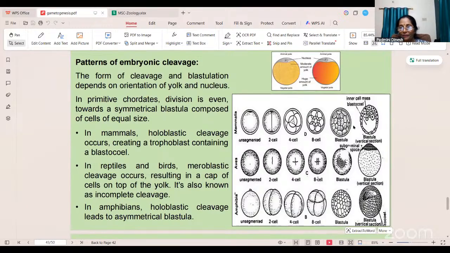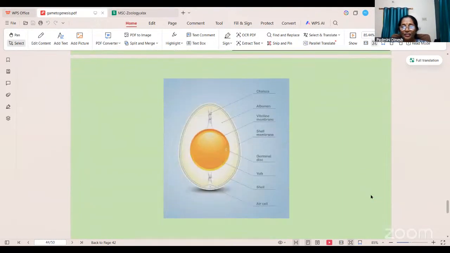That is a pattern of the holoblastic cleavage with a blastocele. The reptiles have a meroblastic cleavage with a caplet structure. Amphibians are also holoblastic, but an asymmetrical blastula is found in this type of cleavage.